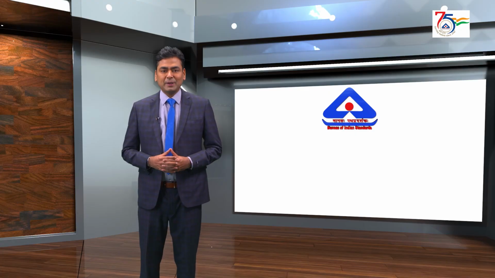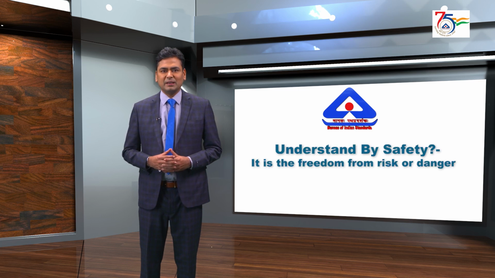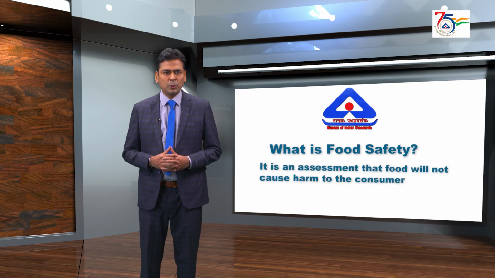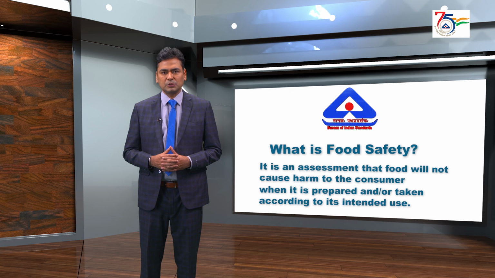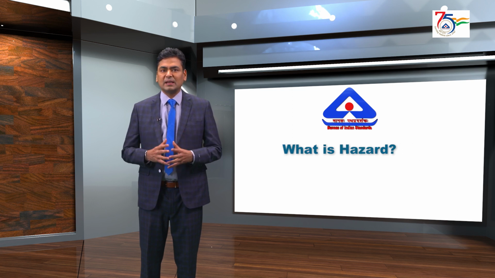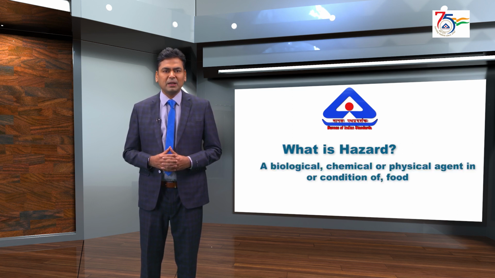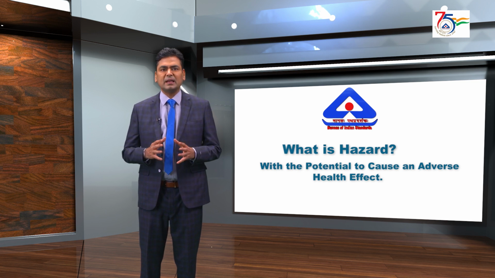Now let's get a few basics on food safety in place. What do we understand by safety? It is the freedom from risk or danger. And what is food safety? It is an assessment that food will not cause harm to the consumer when it is prepared and or taken according to its intended use. Now, what is hazard? A biological, chemical or physical agent in or condition of food with the potential to cause an adverse health effect. First, let us understand the hazards.